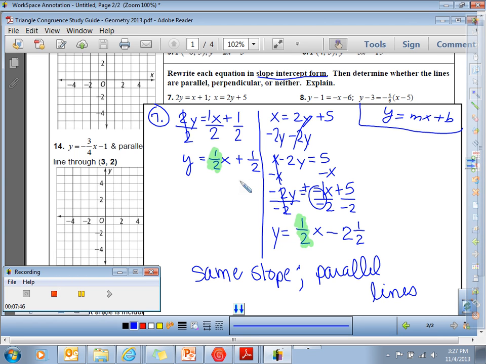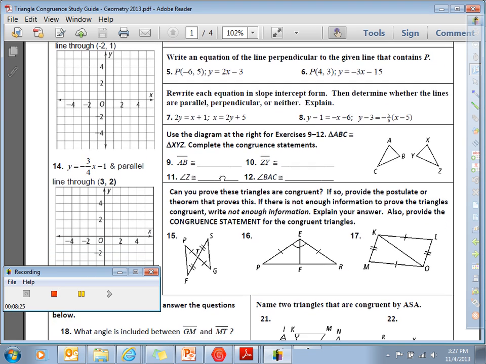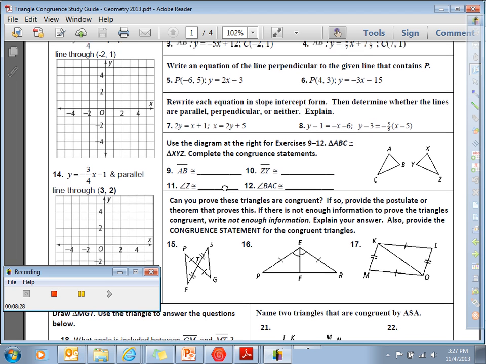Okay? Is that the one that says write the equation of the line perpendicular? Is that what it's talking about? Which one? 5 and 6. Let's see. Okay. Any questions about 7? Are we good with that one? Okay. 5 and 6 says write an equation of the line perpendicular to the given line that contains P.